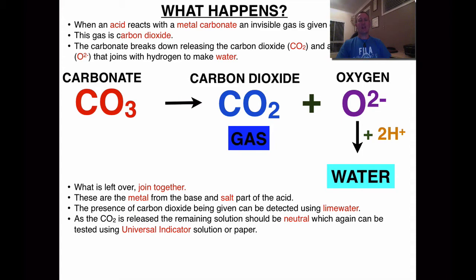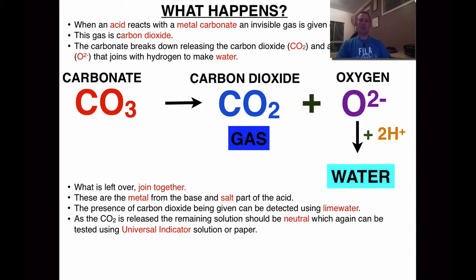We can test that the carbon dioxide gas is given off by using the indicator lime water, or calcium hydroxide. Now if you remember from year 8 or at the beginning of this course, when you react carbon dioxide with calcium hydroxide, you get a white precipitate. The lime water turns milky.